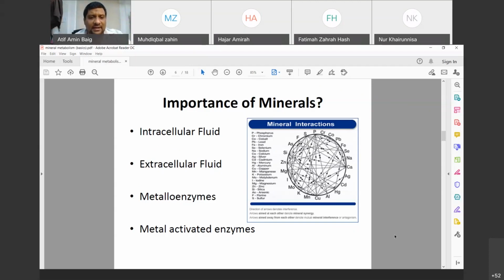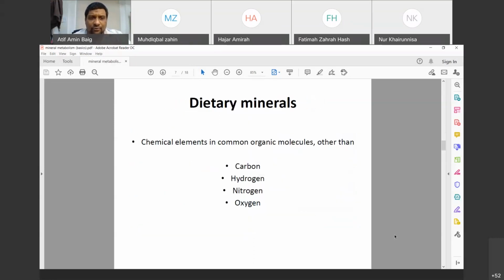So it's not an easy job even altering only one specific mineral-based ion or radical in your ECF or ICF. Okay, now what is a metalloenzyme? We'll go through that.